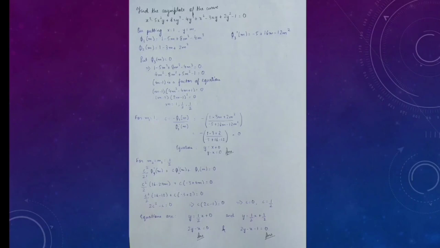On putting x is equal to 1 and y is equal to m in the term of highest degree, that is phi 3m is equal to 1 minus 5m plus 8m square minus 4m cube, and phi 2m is equal to 1 minus 3m plus 2m square. Now putting phi 3m to be equal to 0, we get 1 minus 5m, sorry, it is 5m.